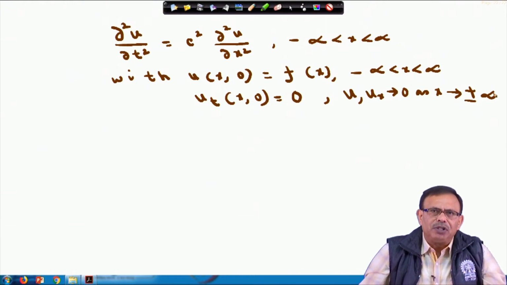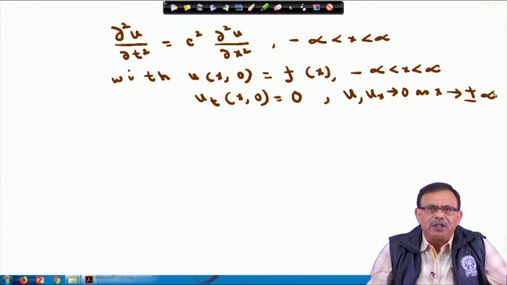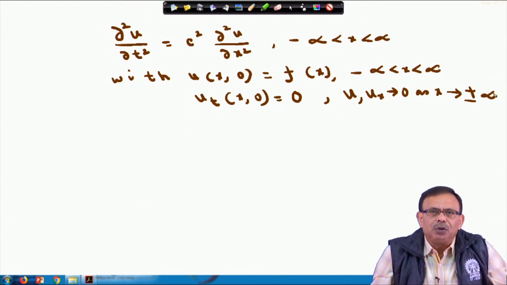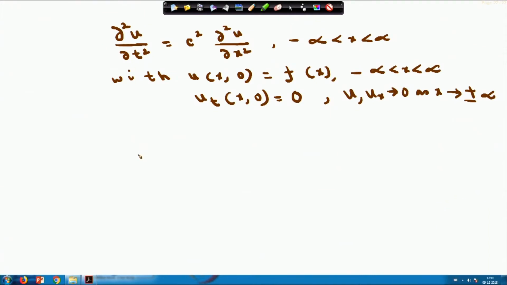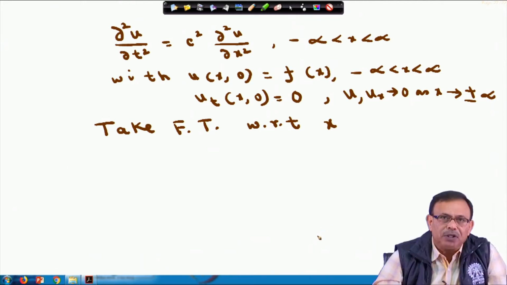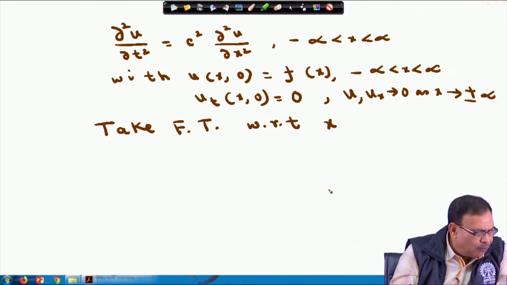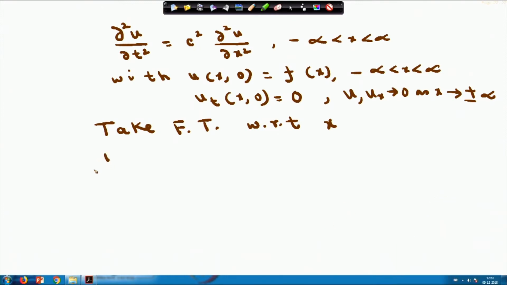The first part will be similar, obviously, since it is told that x varies from minus infinity to infinity. So, we can take the Fourier transform with respect to x only, because about t nothing has been told over here. So, we are taking the Fourier transform with respect to x. Now, the form will be similar, so I will skip certain parts. Its solution process is a little difficult.